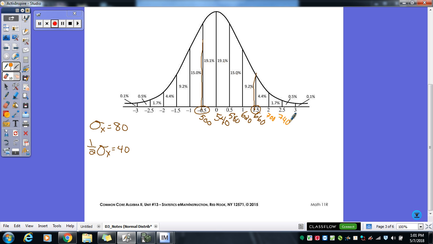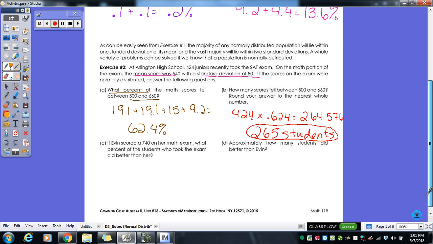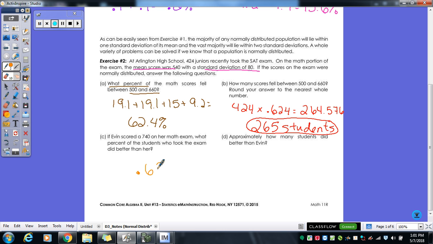So we're looking for the ones who did better than she did. All of the ones to the left did worse than she did. So what percent did better than she did? 0.6%. So, is the bell curve the same for every problem? If it is a normally distributed problem, it'll always be the same. Did they give us that? No. Part D, they want us to figure out how many students did better than she did. So we're going to take our percent, multiply it times the 424.